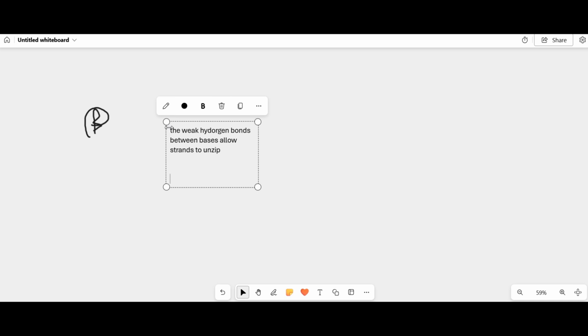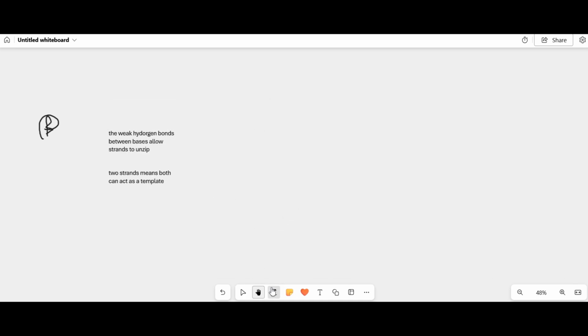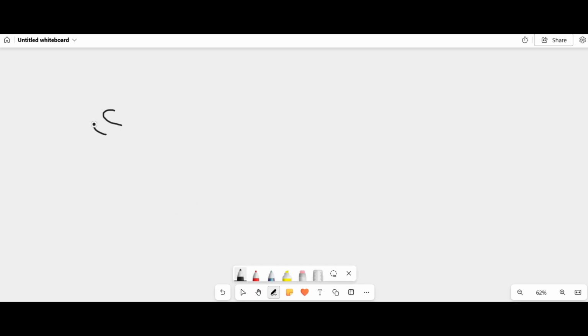And then the second one is that 2 strands means both can act as a template. Imagine if it was 1 strand, you'd just have one acting as a template, forming the next thing. It'd be long. So with 2 strands, both can act as a template. There's a lot you could have said there, but that's just 2. Alright, cool. C. Replication of mitochondria.